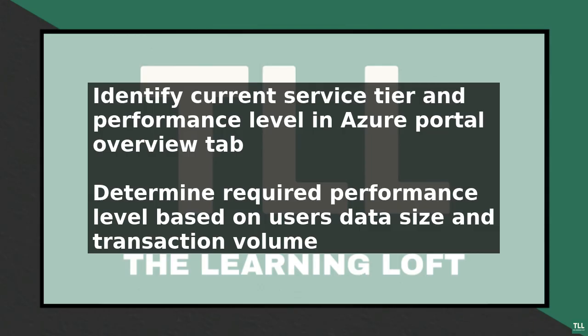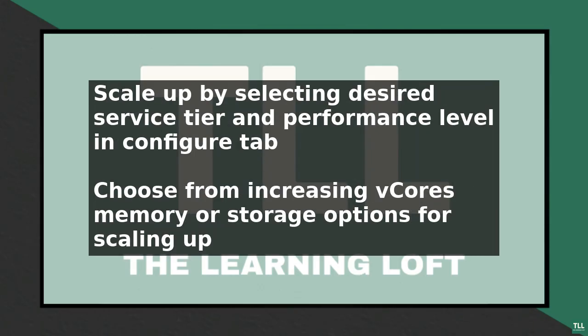First, identify your current service tier and performance level by navigating to the Azure portal and selecting your Azure SQL database. Click on the Overview tab to view your current service tier and performance level. Next, determine the required performance level for your database by considering factors such as the number of users, data size, and transaction volume. You can use the Azure SQL Database Pricing Calculator to estimate the required performance level.